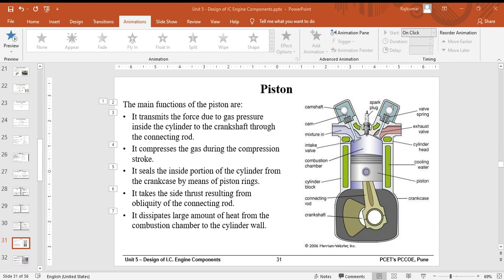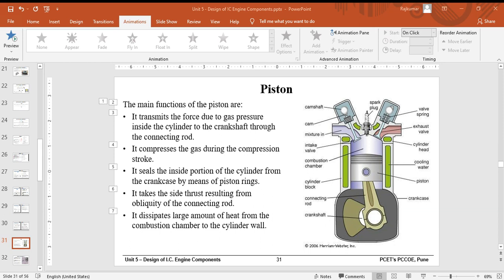Then the piston and the connecting rod are connected by means of a piston pin, which is placed inside the pin boss. The bottom portion, this particular portion, is also called the piston skirt. So we will see one by one the piston head. In this case, it is a flat head which withstands the gas pressure inside the cylinder.